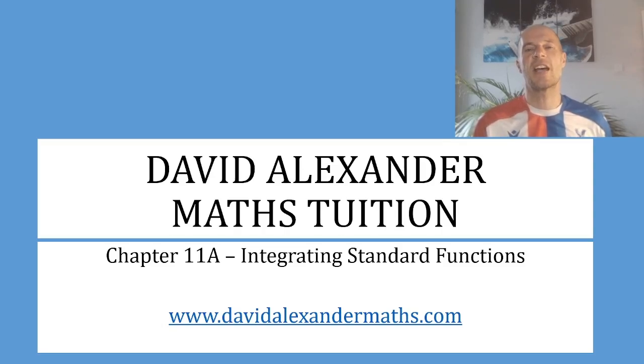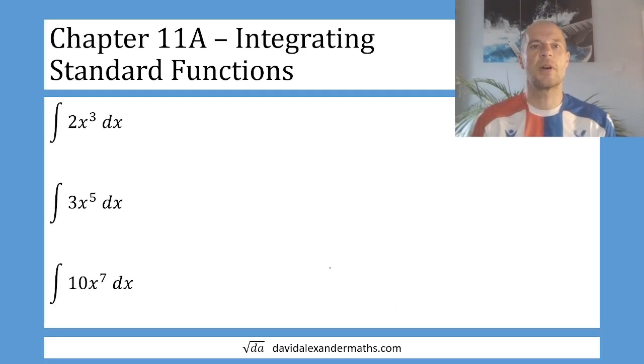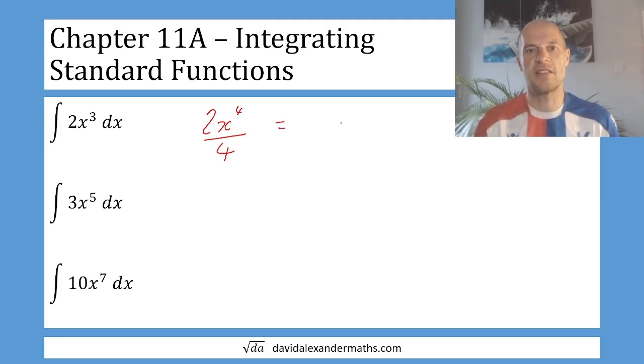This is chapter 11A on integrating standard functions. First of all, just a quick recap on how to integrate to begin with. If we're integrating 2x cubed with respect to x, we increase the power by 1, so 2x cubed becomes 2x to the power of 4, and then we divide by this new power. Here we're dividing by 4. So it's 2x to the power of 4 over 4, but this can be simplified, and that is exactly the same as x to the power of 4 over 2. And don't forget there is always a plus c, the constant of integration.